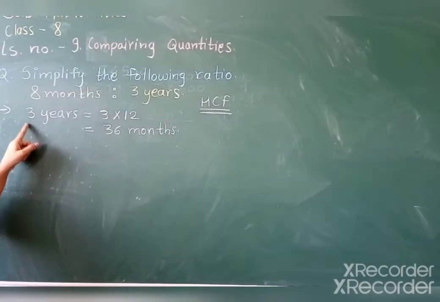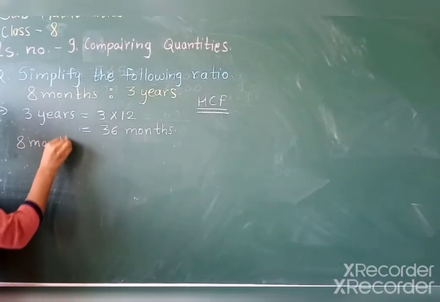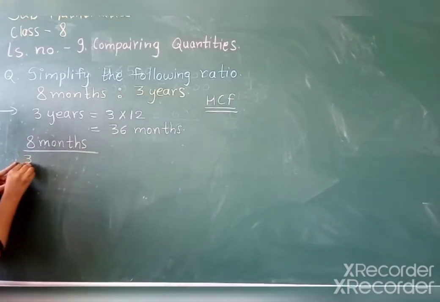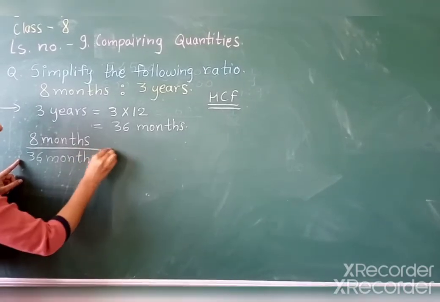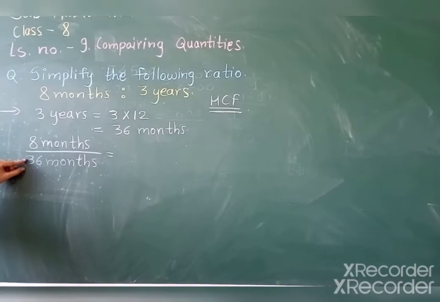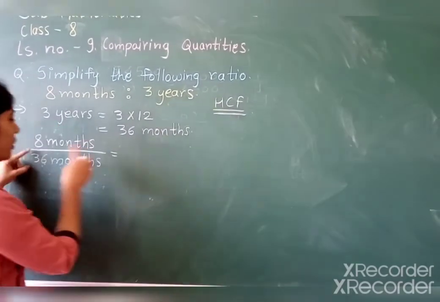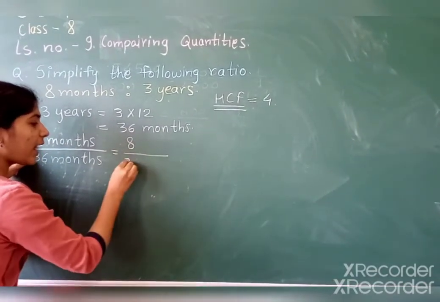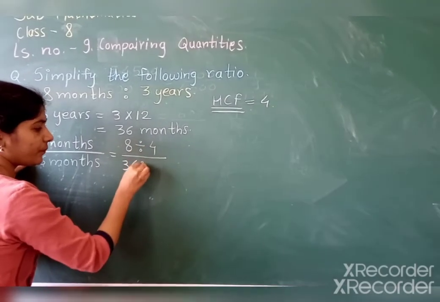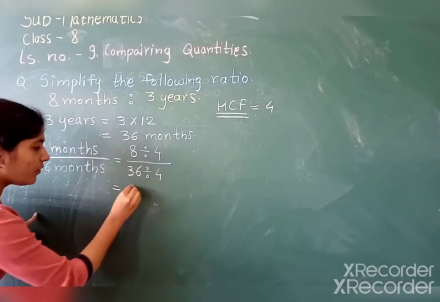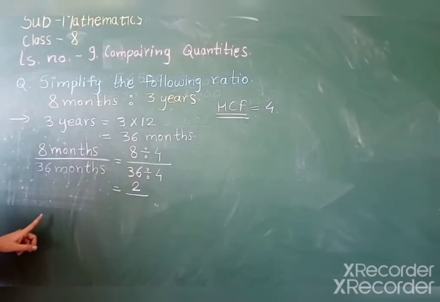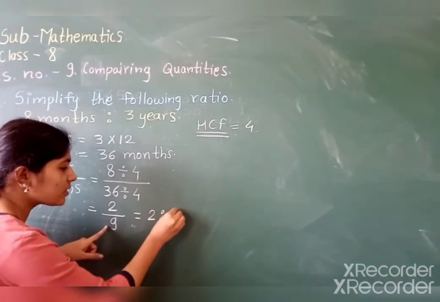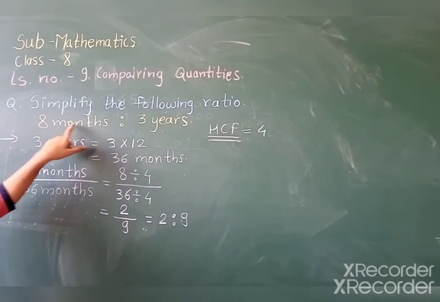Now let's find its simplest format, that is 8 months is to 3 years. So we can write it as 8 by 36 months. Now class, the highest common factor of the numerator and denominator is 4. So we have to divide the numerator and denominator by 4. 8 divided by 4 we get 2, and 36 divided by 4 is 9. So class, this is 2 by 9. We can write it as a ratio 2 is to 9. This is the simplest format of the given ratio.